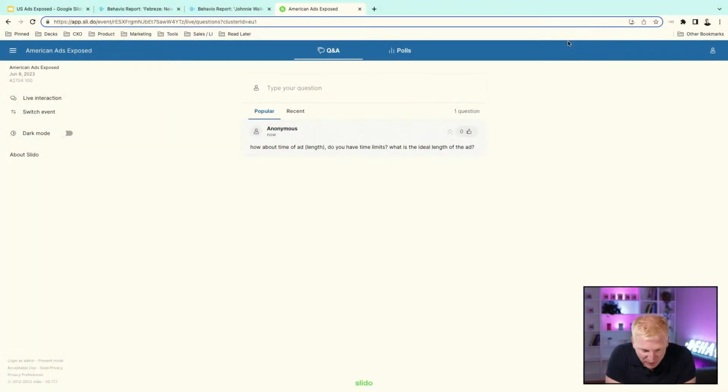How about the time of ad length? Do you have time limits? What is the ideal length of the ad? Well, we don't have limits, but if you had a 3-minute ad, because there are some like on YouTube, that would be really costly, and we would prefer not to do that. So we usually test ads that are really for mobile and digital, which is 6 seconds or 15 seconds, and then 30 seconds or 1 minute for TV ads.